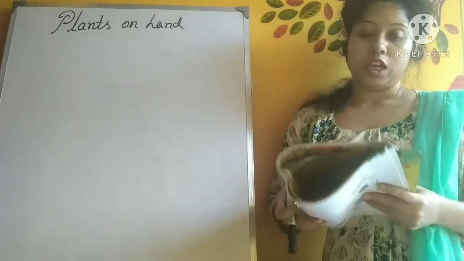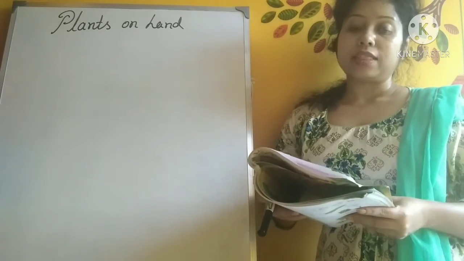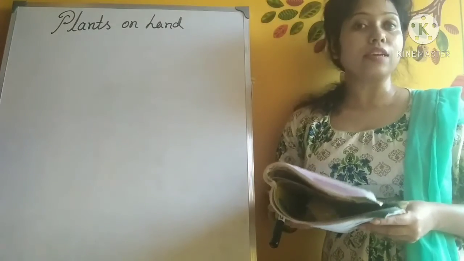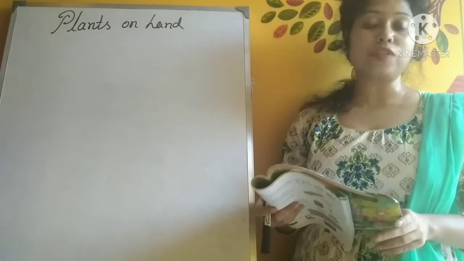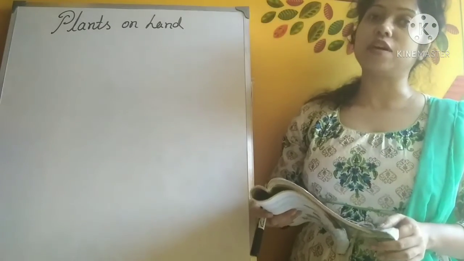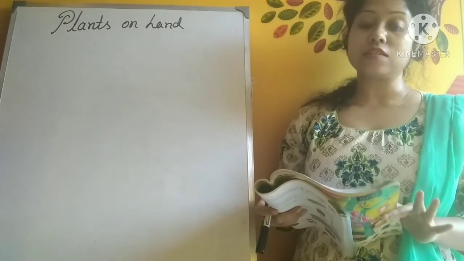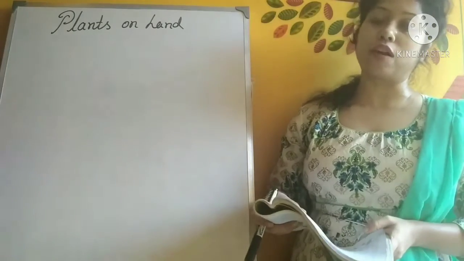Okay, so let us continue. Herbs are generally smaller than shrubs. They have a single non-woody stem. What are the examples of herbs? Mint, coriander and spinach are examples of herbs. And these vegetables are very important. These herbs are very important for our health.